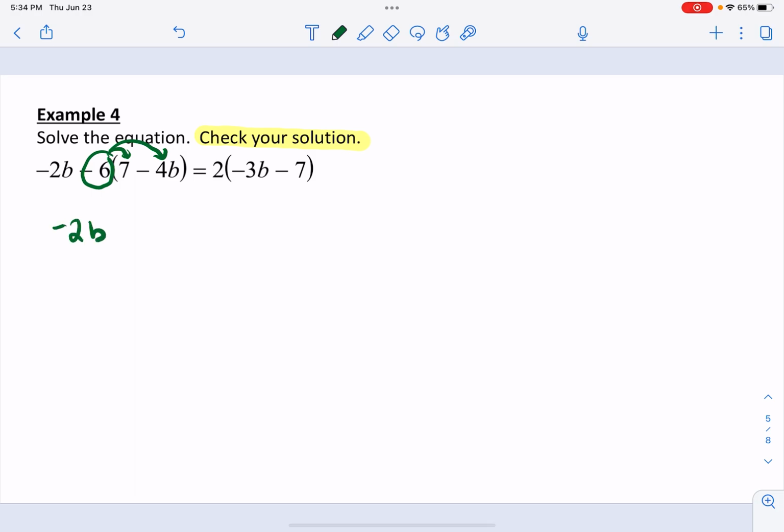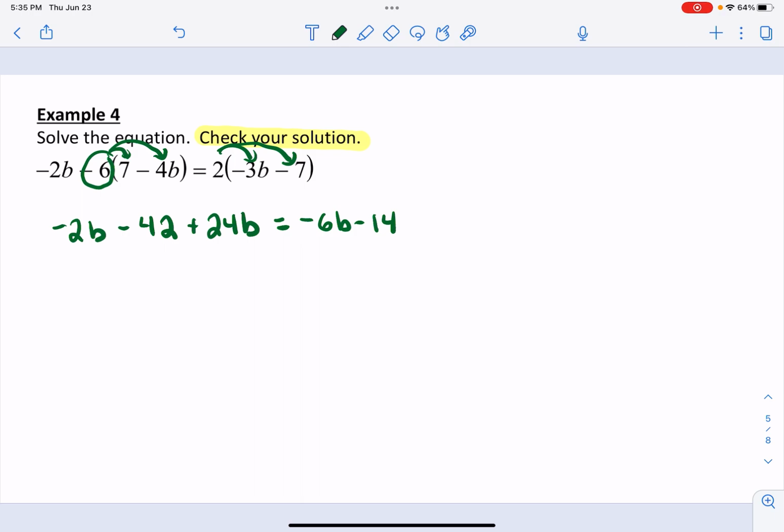So negative 2b, when I distribute the negative 6 to the 7, I get a negative 42. When I distribute the negative 6 to the 4, I get a positive 24b equals, distribute the 2 inside, okay, so now you want to combine like terms.